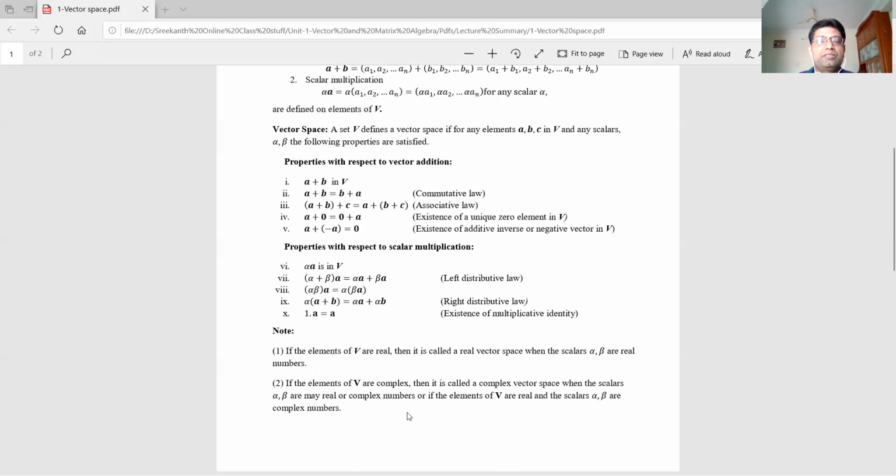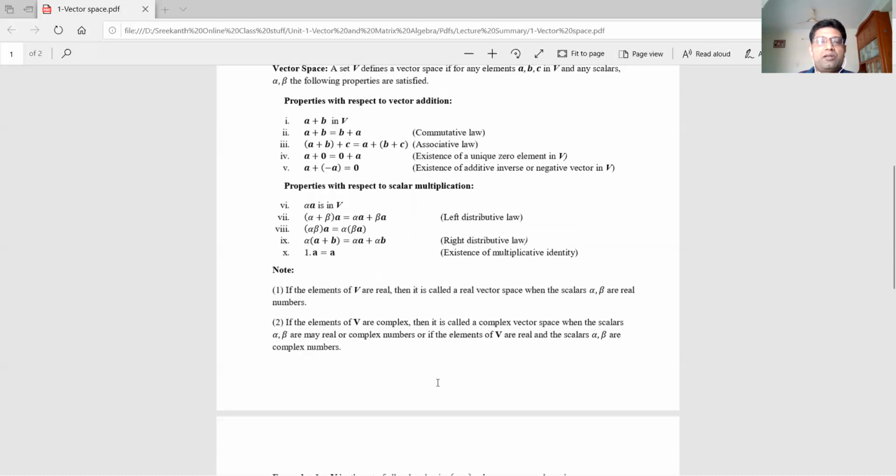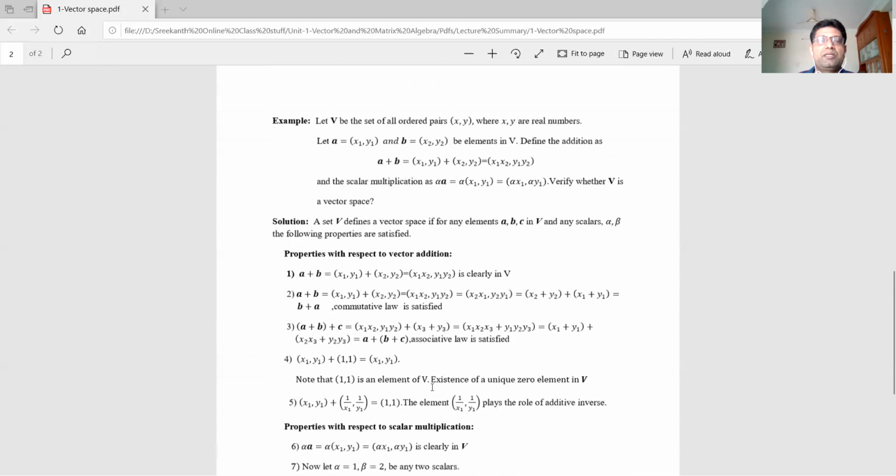So in that case also, it is a complex vector space. Now we will go through one simple example. We will check whether it is a vector space or not. Okay, so this is the example.